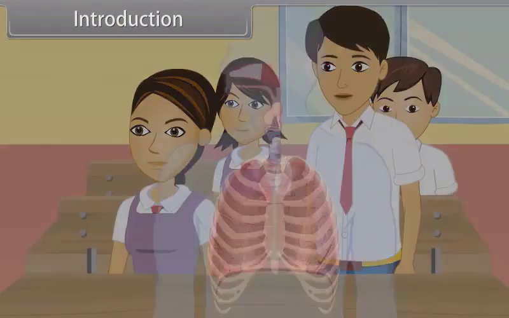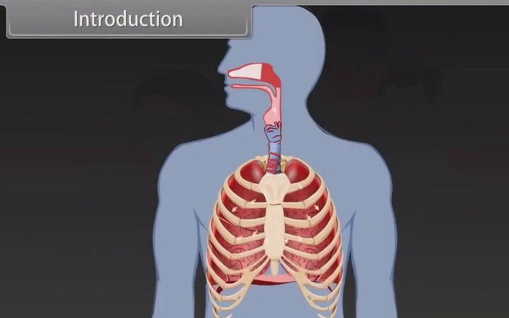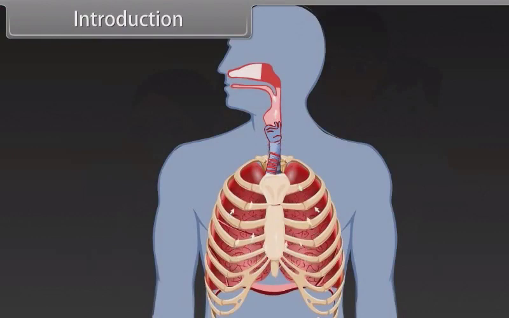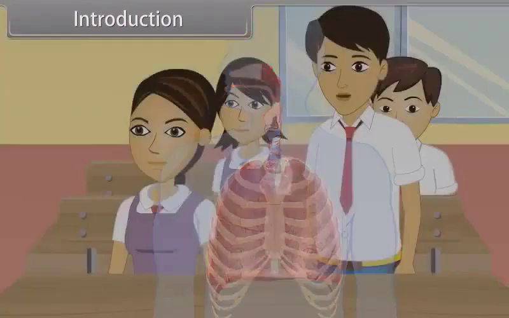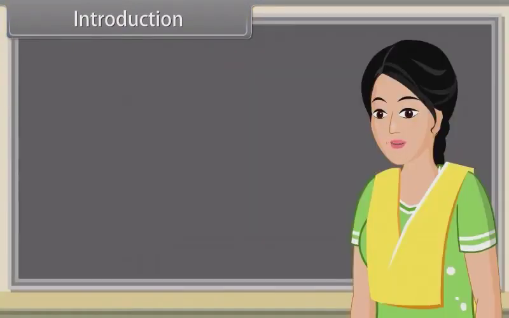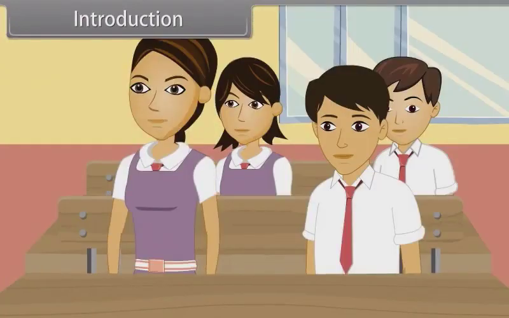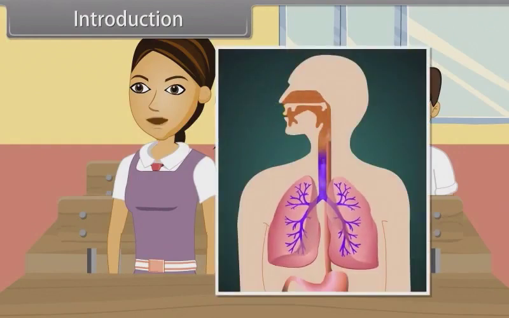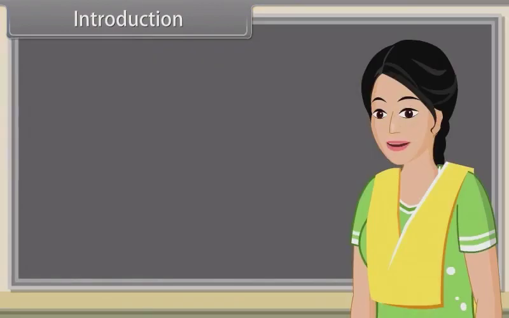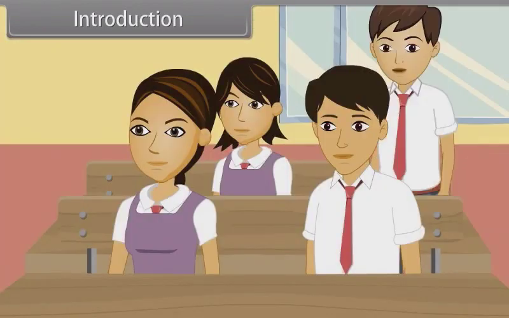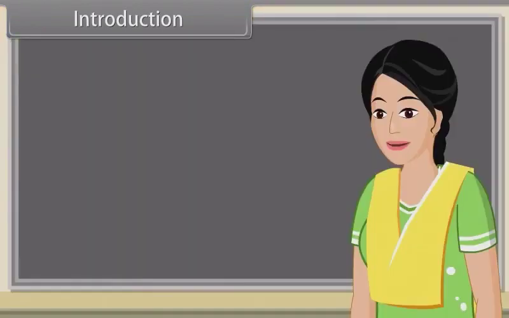Ma'am, breathing is a process in which air is inhaled due to muscle contraction and then exhaled due to muscle relaxation. Very good, Rahul. And what are the respiratory organs in humans? Ma'am, humans have lungs which help them to exchange gases with environment. Very good, Rekha. And what are the respiratory system disorders? We don't know, ma'am. Fine.